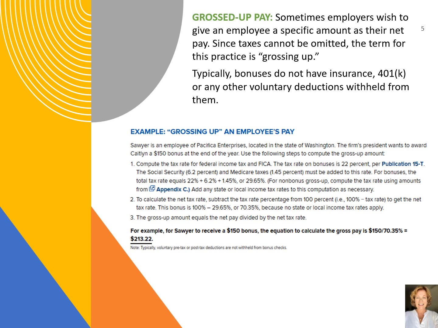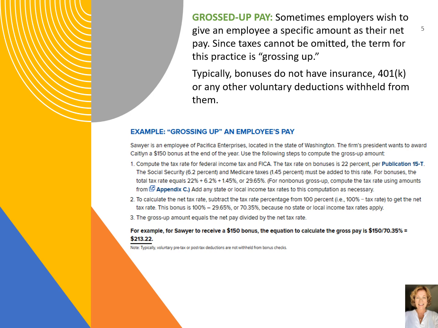There's still one other topic to cover, which is grossed up pay. Have you ever heard of grossed up pay? Well, sometimes employers wish to give an employee a specific amount as their net pay. Since taxes cannot be omitted, the term for this practice is grossing up. This means that the net pay is increased so that the effect of the deductions are part of the computation. The desired net pay is divided by 100% minus the total tax rate, which includes all government taxes.